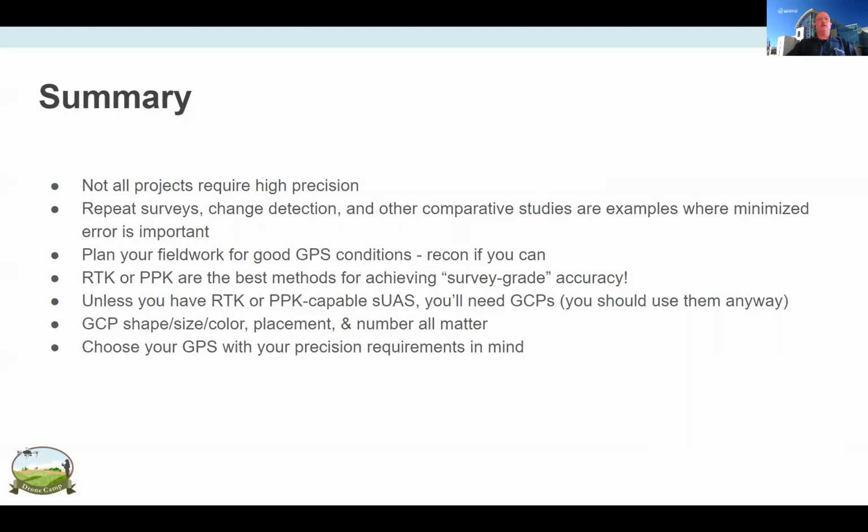All these factors are important in how we make, place, and record the positions of our GCPs. And we want to choose GPS equipment with our precision requirements in mind.